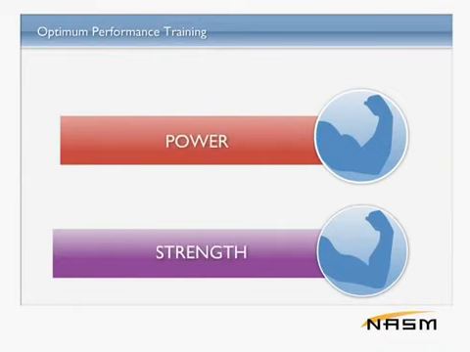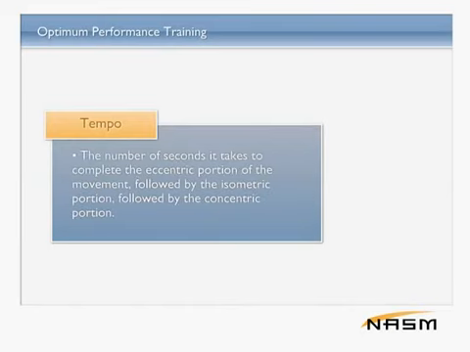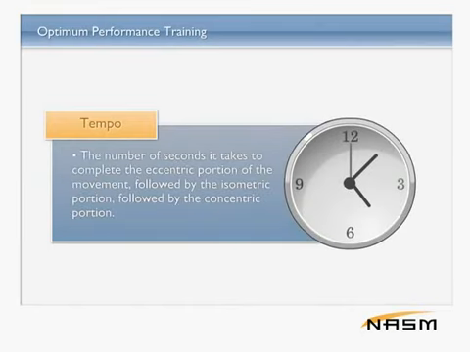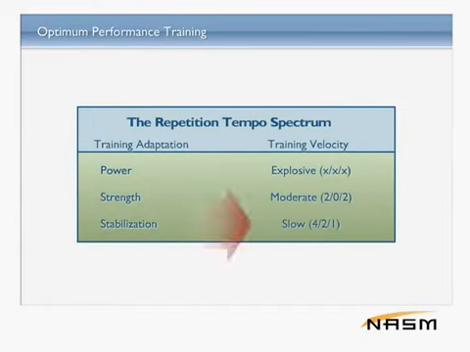Tempo is expressed by listing the number of seconds it takes to complete the eccentric portion of the movement, first number, followed by the isometric portion, the second number, followed by the concentric portion, the third number. So if the goal is stabilization, then a slow tempo, 4 seconds eccentric, 2 seconds isometric hold, and 1 second concentric would be appropriate. As one progresses up the model, the speed of the movement can increase.